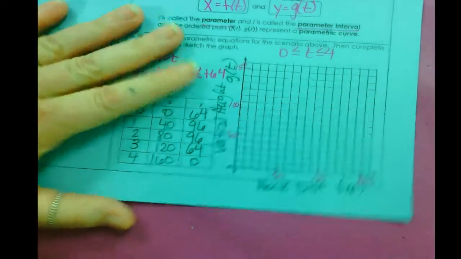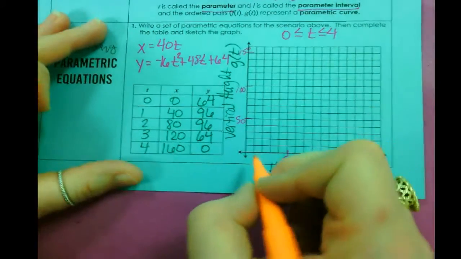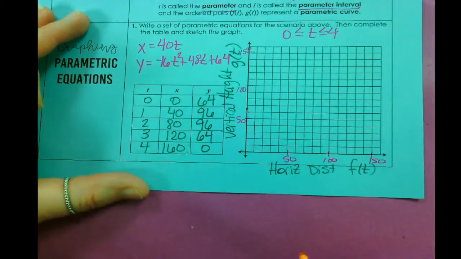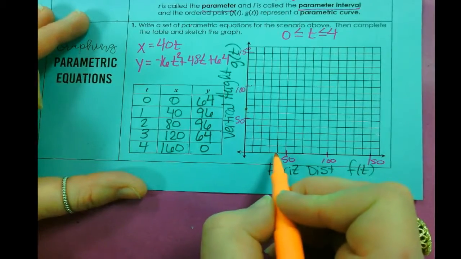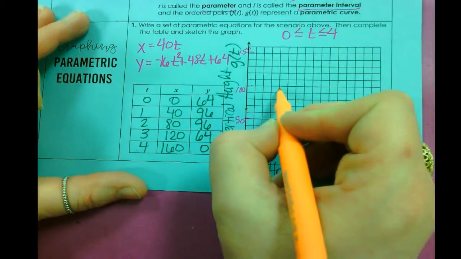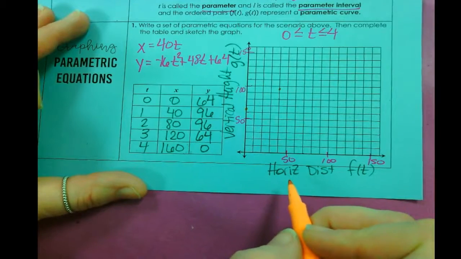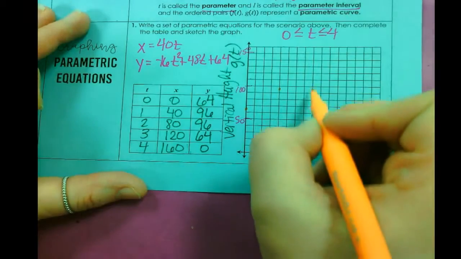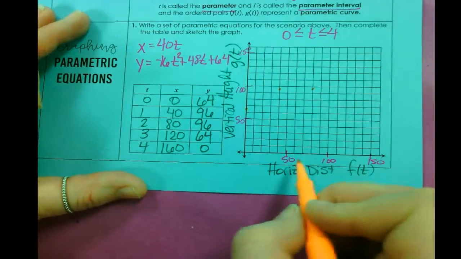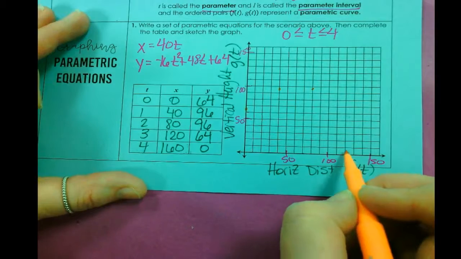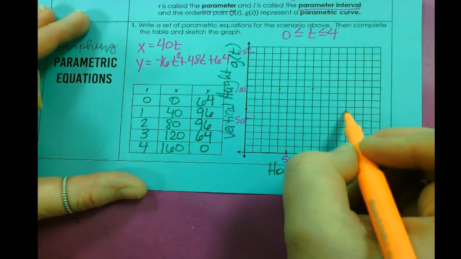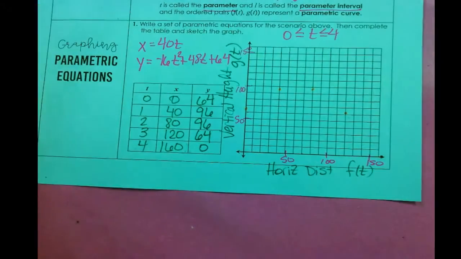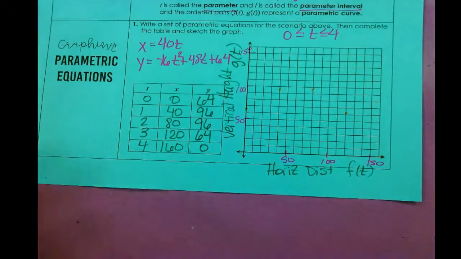All right, so then we're going to graph. I'm going to go to 0, and then 64, somewhere right about there. I'm going to go to 40, 96, and go to 80. It's also at 96. 120 is at 64 again. And 160 is at 0. Okay, so there are my points.